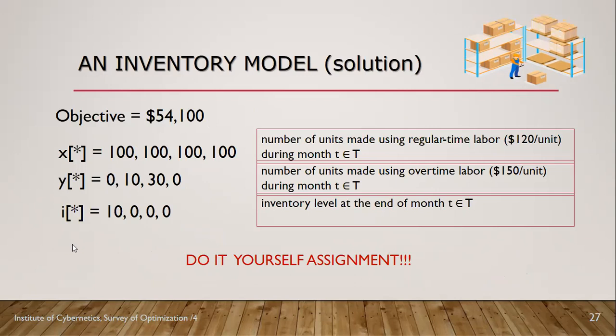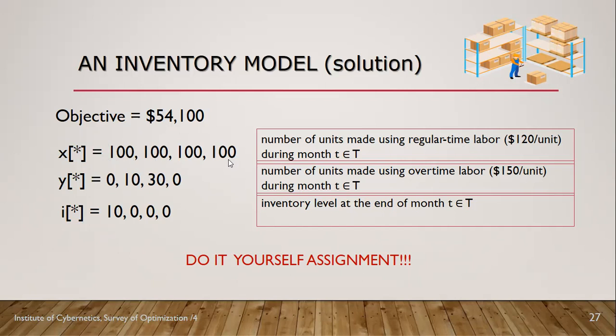Now, if we write an MPL code and launch it, the results of these computations would be the following. The minimum total cost which the company can reach is $54,100. The recommended volume of production of trampolines using regular time labor payment is 100 units every month.